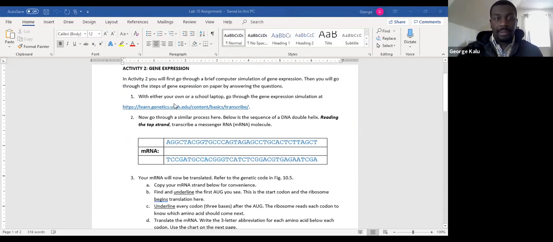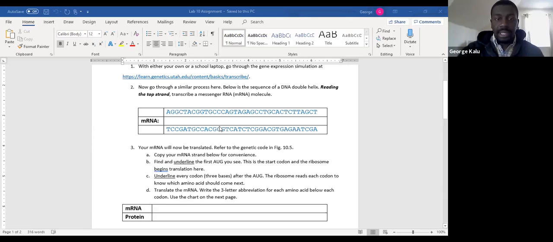Okay. So first thing you're going to do is go through this website, okay? And I want you to actually watch the videos and then go through the simulations to help you practice transcription and translation. After you've done that, here we've got 2 DNA sequences, complementary strands. Here we have 1 strand of DNA across the top, and across the bottom we have another strand of DNA.